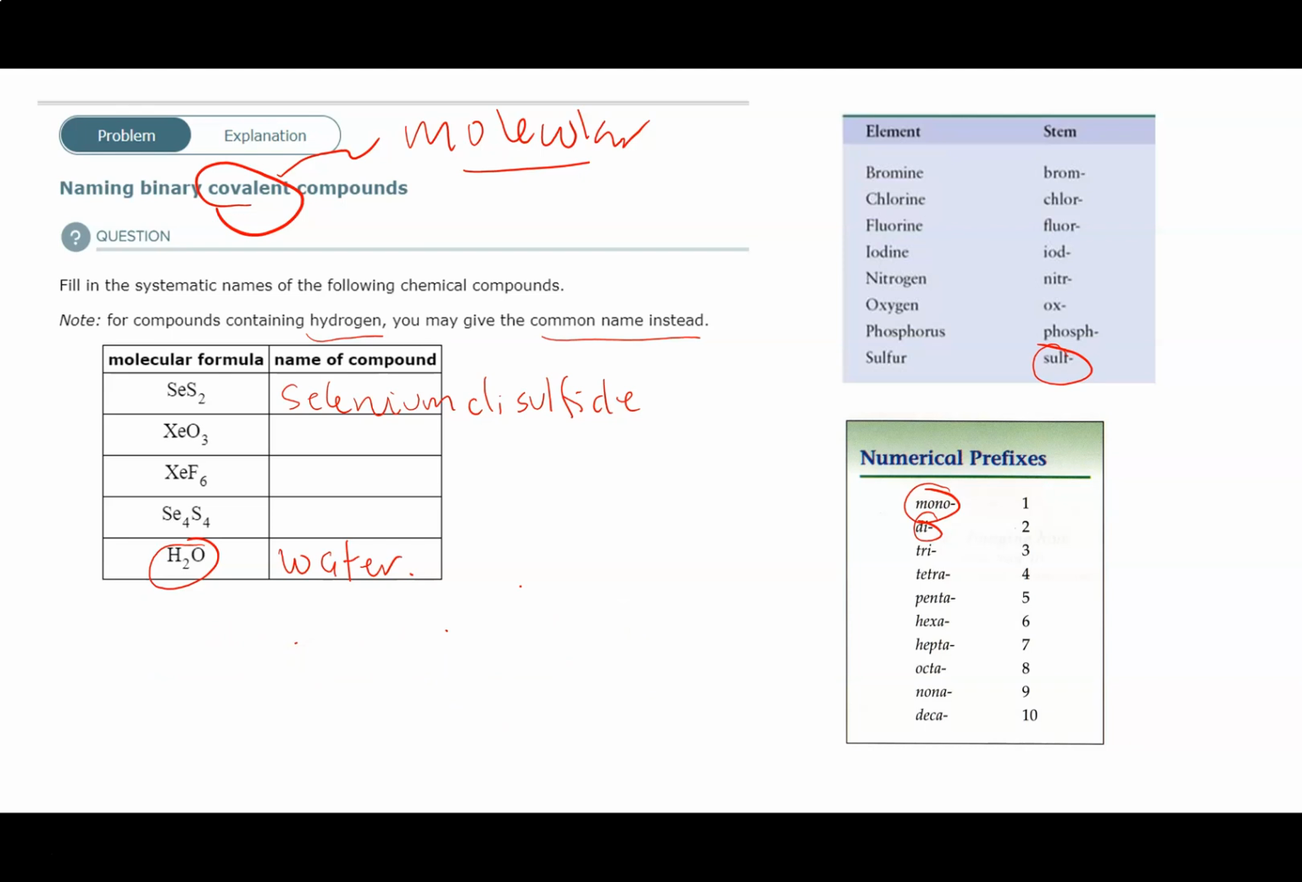Okay. Now, our second compound, the first element is xenon. We give the name of the first element unaltered. And then our second element, we take the stem name and we change it to IDE. So this is oxygen, and the stem name is ox. And then we've got to change the ending to IDE. Now, we only have one xenon, so we don't need a mono for the first atom. And then we've got three of the oxygen, so our prefix will be tri. So this is xenon trioxide.